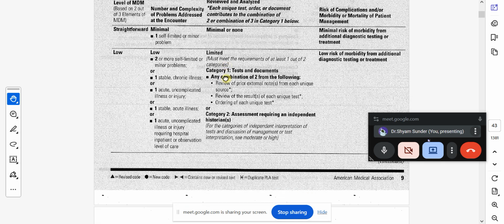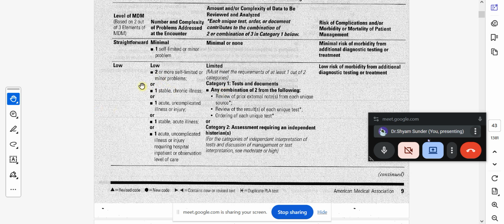Now, with this rule, I'll give an example. A different patient, but with the same problem. Low problem because it's again acute pharyngitis. Only a swab is done. That is low data. No medication is given. The doctor said no need for any medication. Take lukewarm water gargling, that's it. Not even OTC. So that means it is straightforward. Only gargling. It is minimal risk.